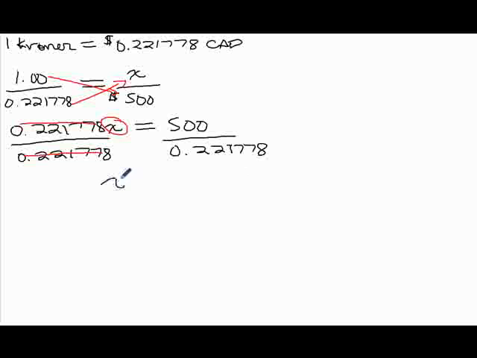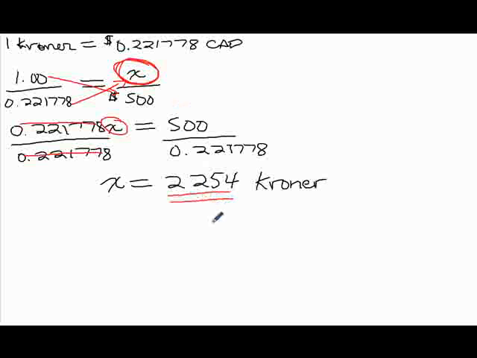So now we have x equals 500 divided by 0.221778. If you punch that in on the calculator, you're going to get approximately 2,254. Now remember, these are Danish kroner and not Canadian dollars, okay? Because if we look at the beginning of our proportion, we wanted to figure out how many Danish kroner we can get for our 500 bucks. Here's our answer. We can get 2,254 Danish kroner for 500 bucks Canadian.